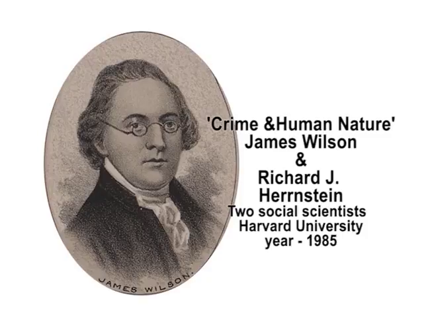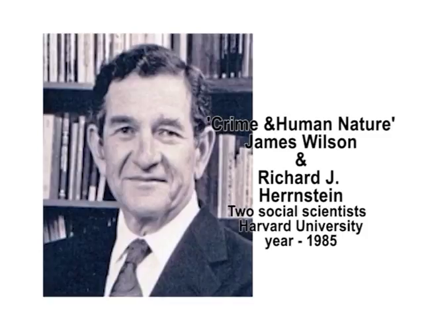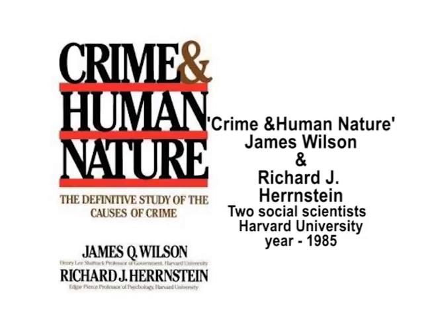Wilson and Herrnstein. Two social scientists at Harvard University, James Wilson and Richard J. Herrnstein, denied the existence of one gene that causes criminal behavior. Clearly, outrightly said no. But they do conclude that some people have a predisposition towards crime if circumstances go in that direction. The book Crime and Human Nature proposed three factors that contribute to crime, that is, social environment.